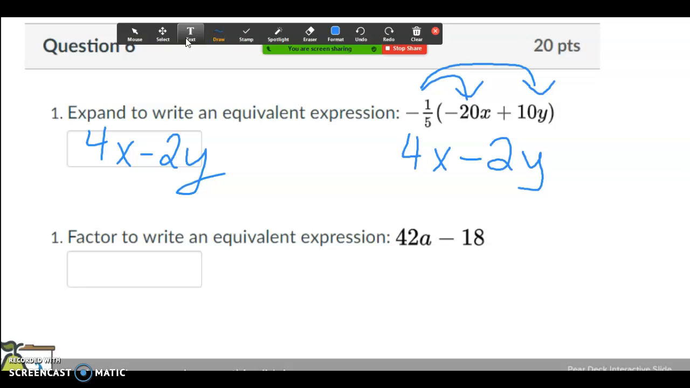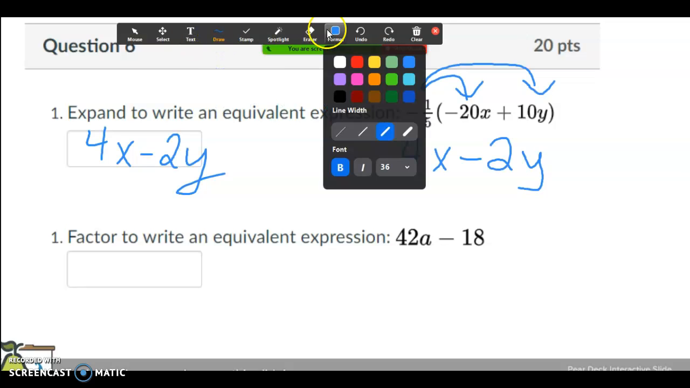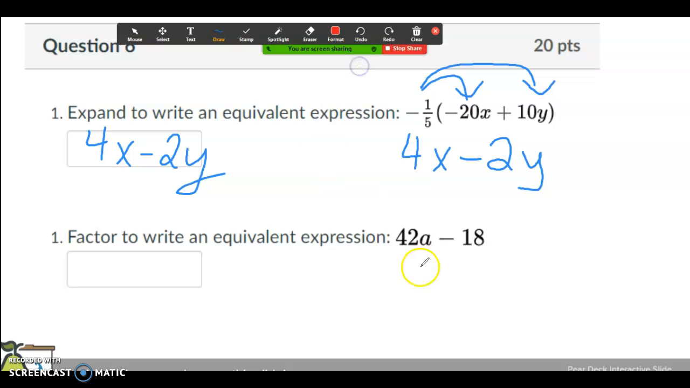Okay? Now down here, the problem says factor to write an equivalent expression. So we need to find the greatest common factor. I know that 42 and 18, or negative 18, can be divided by 6. So I'm going to pull out 6.